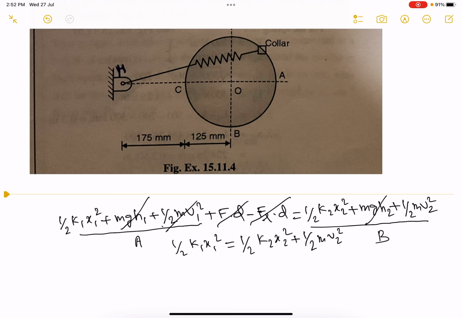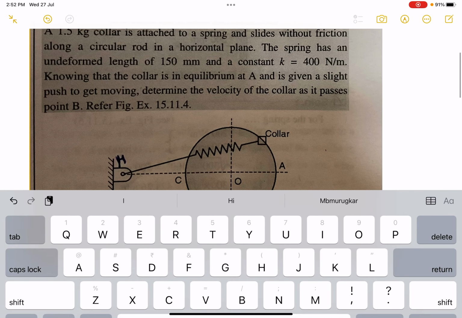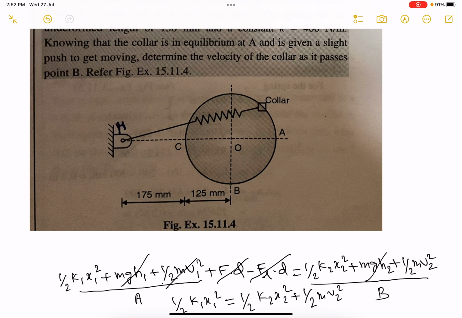Now look at K1, K2. It's the same spring, right? At A it's the same spring, at B it is the same spring, so K1 and K2 are the same, and we are given the value of K1 and K2 is 400 newtons per meter. So K1 is equal to K2 is equal to 400. We want to find out x1 and x2. In this equation, K1 and K2 are known, as I said, 400 newtons per meter.